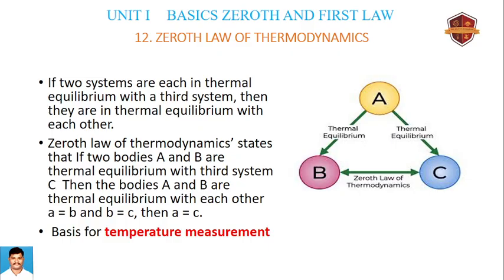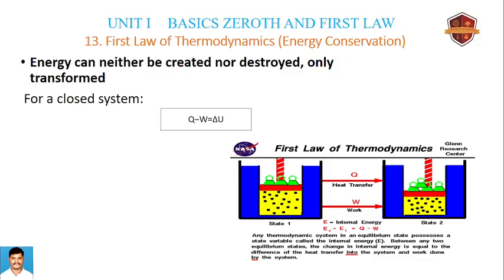Next one, zeroth law of thermodynamics. It states that if two bodies A and B are in thermal equilibrium with a third system C, then the bodies A and B are in thermal equilibrium with each other. A equal to B and B equal to C, then A equal to C. Basis for temperature measurement.